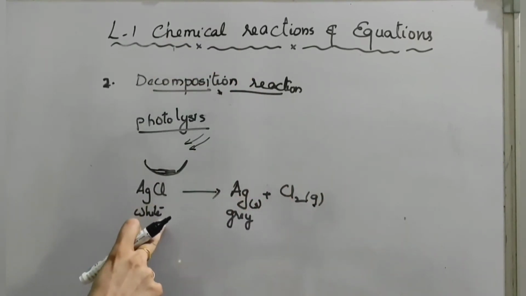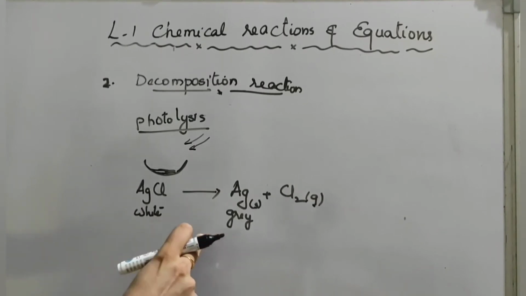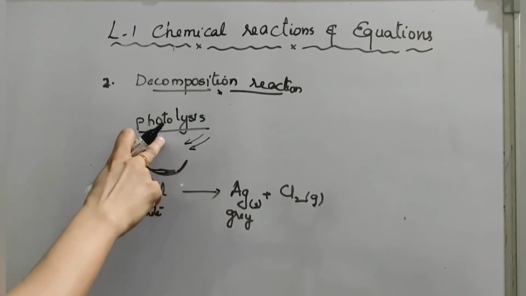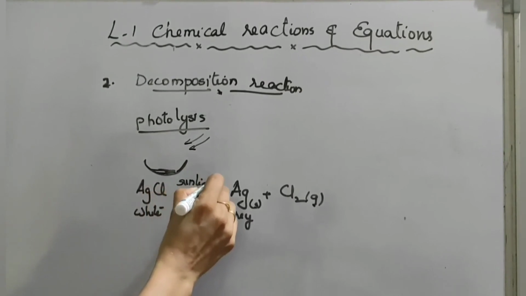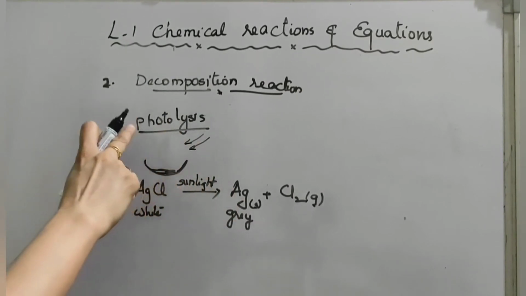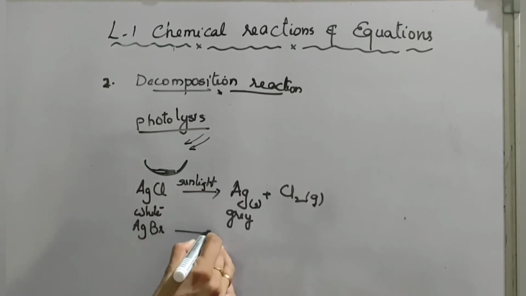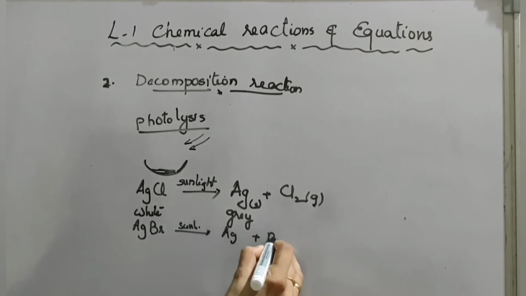So white silver chloride changes to gray color. Very important: silver chloride decomposes to form silver and chlorine. That reaction is known as photolysis, in the presence of sunlight. You have tried it like this, in the presence of sunlight. That is known as photolysis. In the same way, one more reaction is silver bromide. Silver bromide in the presence of sunlight decomposes to form silver and bromine gas.